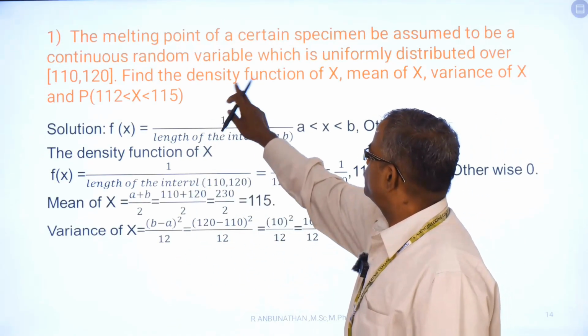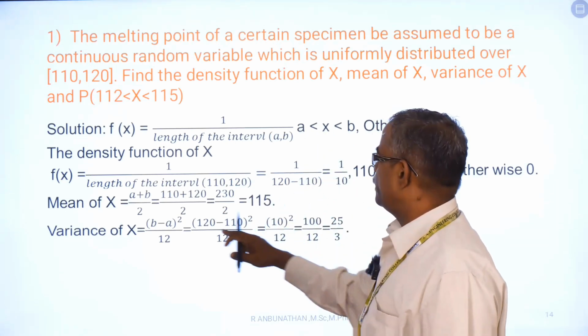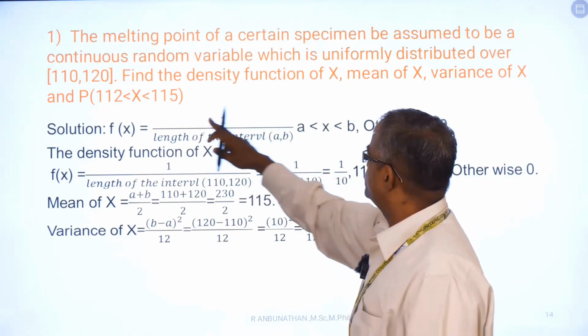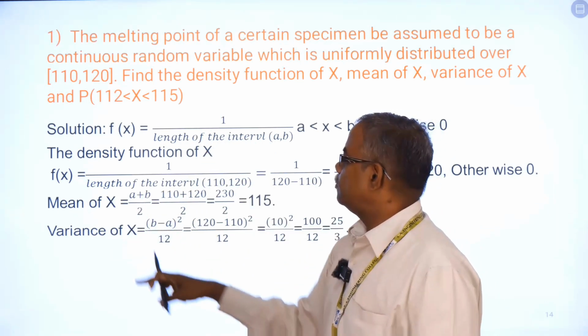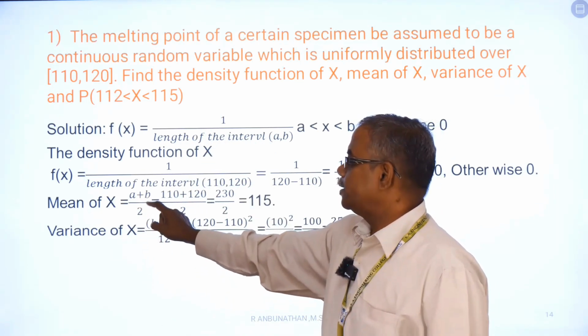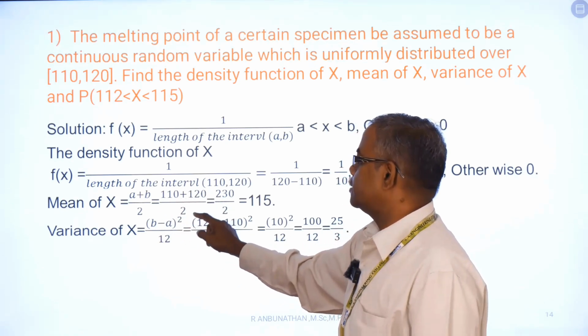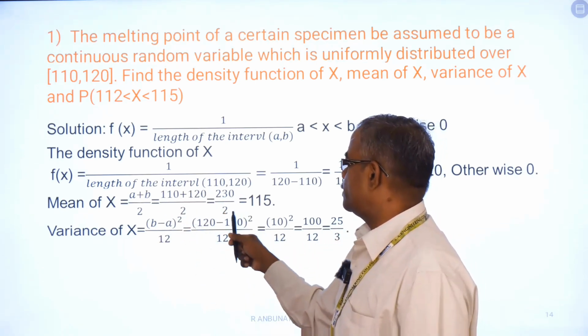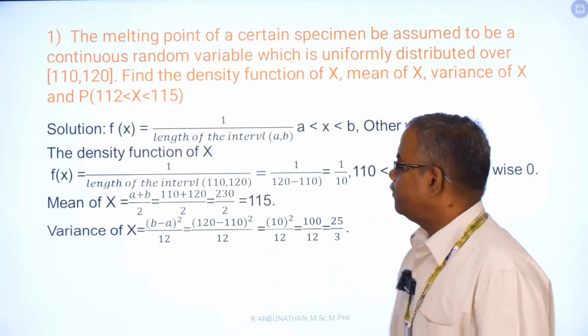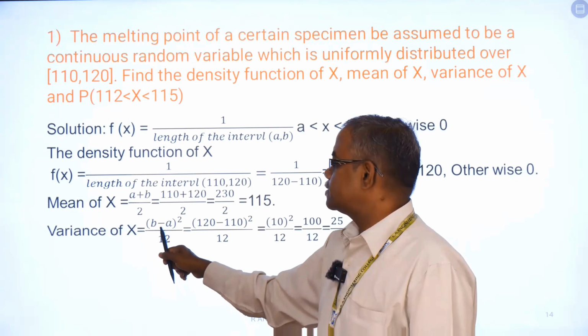Next, we want the mean first. The starting value a is 110, and b is 120. The mean formula we have seen in the earlier slide: a plus b by 2, so 110 plus 120 divided by 2. That is 230 divided by 2, which is 115.